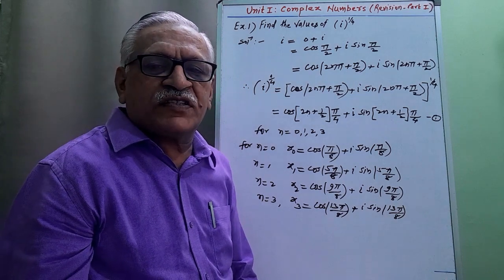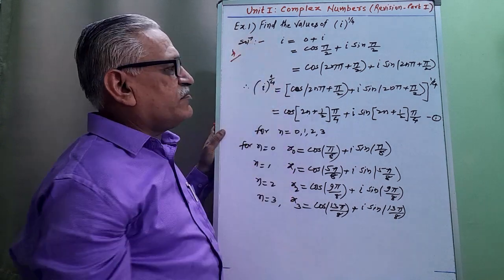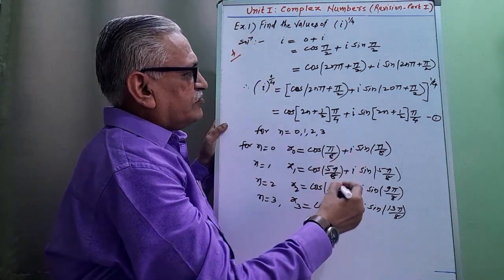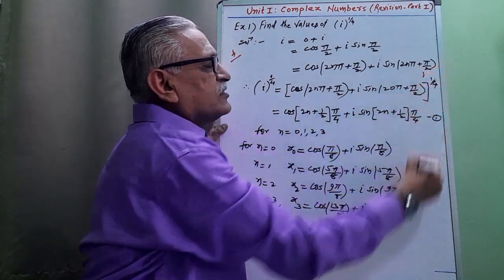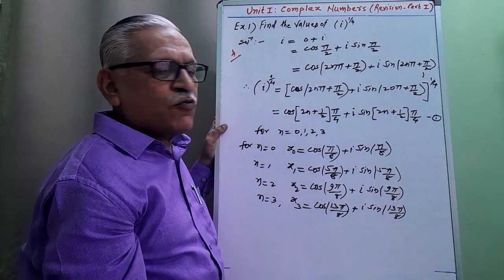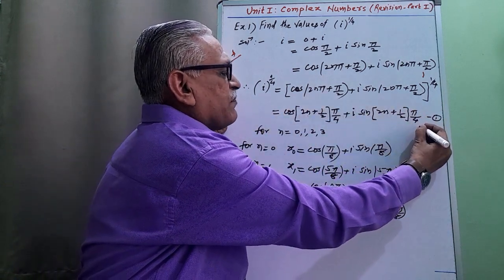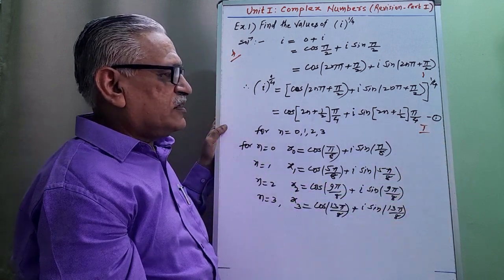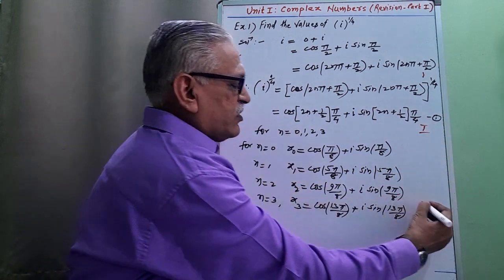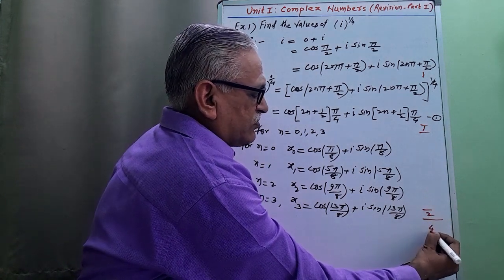Generally, this type of question is asked for 4 marks in exam. 1 mark for the conversion in terms of general polar form. Then 1 mark for this application of De Moivre's theorem, and 2 marks for this calculation. Total 4 marks.